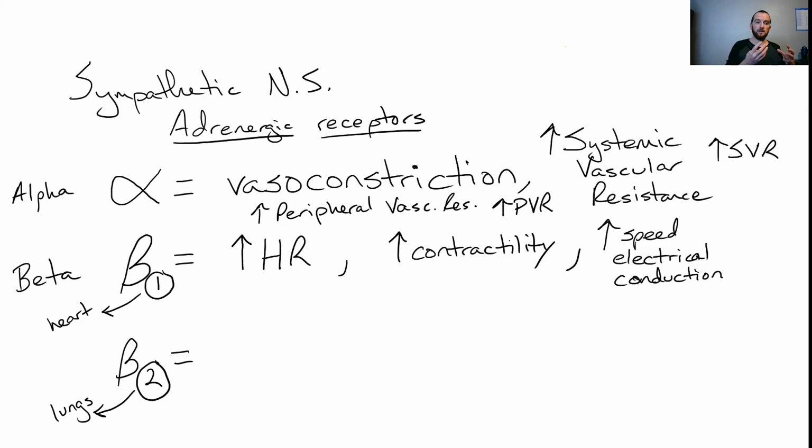Now the nice part is in the fight or flight response, all of them happen. Our heart rate increases, it gets stronger, the electricity moving through it is faster, and our blood vessels are also vasoconstricting. The beta 2 lung effect that we're going to talk about in a second also happens in that fight or flight response, because that adrenaline, that epinephrine, hits all of these receptors. It triggers all of the responses. That's why we have that kind of amped up stress phase of the body. So increased heart rate, contractility, and speed of electrical conduction.